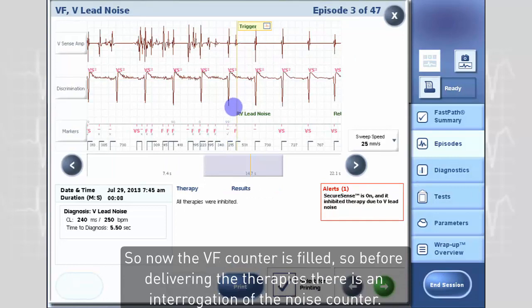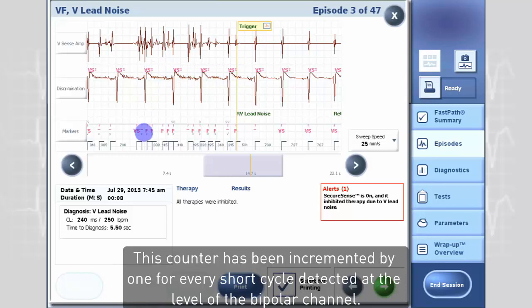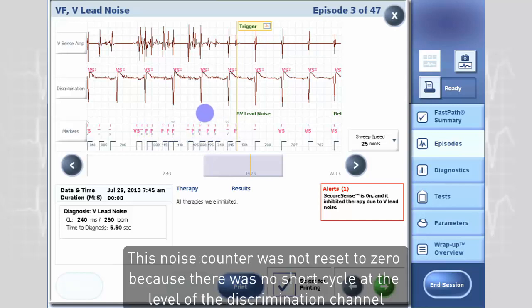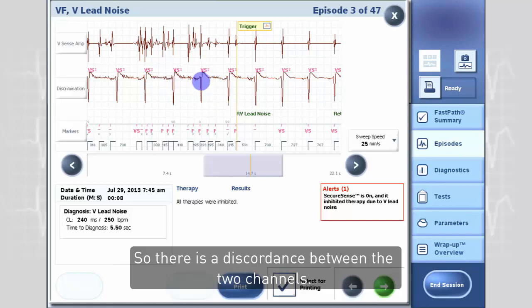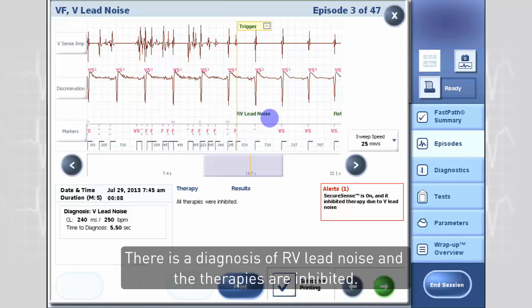So now the VF counter is filled. Before delivering the therapies, there is an interrogation of the noise counter. This counter has been incremented by 1 for every short cycle detected at the level of the bipolar channel. The noise counter was not reset to 0 because there was no short cycle at the level of the discrimination channel. So there is a discordance between the 2 channels. There is a diagnosis of RV lead noise and the therapies are inhibited.